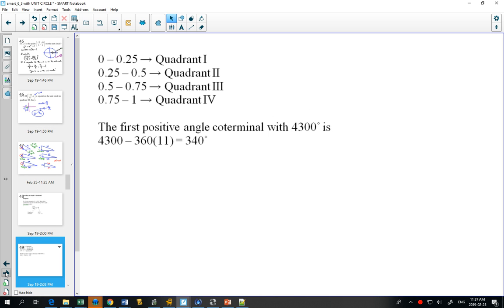Now, if it ends in 0.94, does that make sense when you're going around that this is halfway around, this is a quarter of the way around, this is 3/4 of the way around? And so 0.94 would end in quadrant 4.